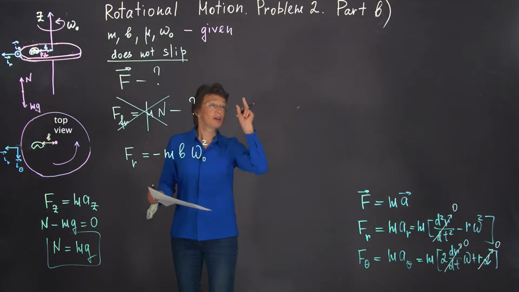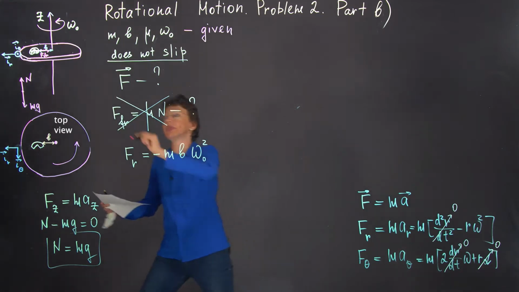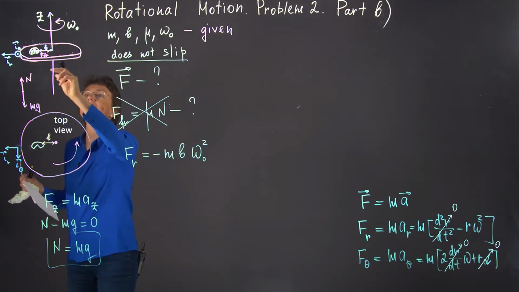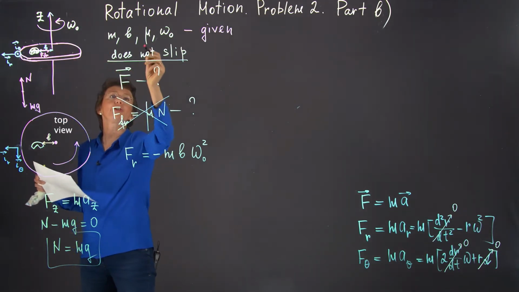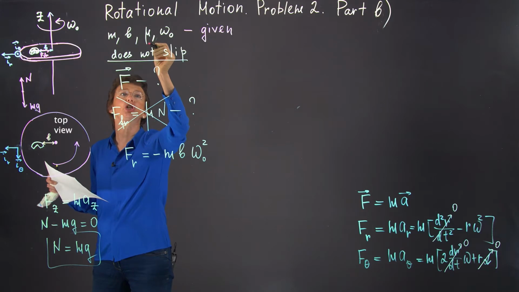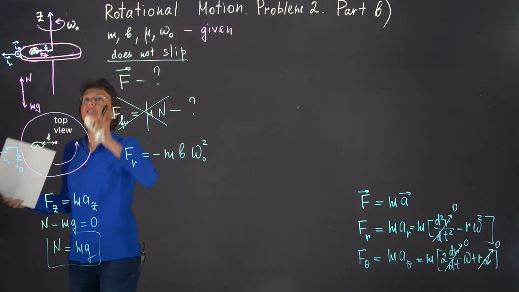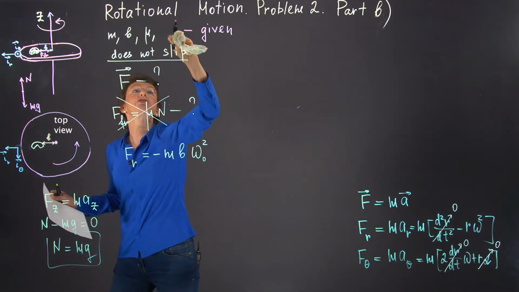Problem 2, part B. What's the difference? It looks like the same problem. This piece of cheese of given mass m is sitting on a rotating platform at distance b from the center. The coefficient of friction between this piece of cheese and the platform is mu. The difference is that they do not give us omega naught. Omega naught is not given.